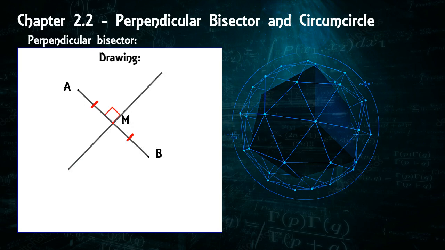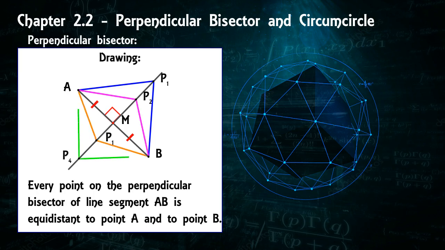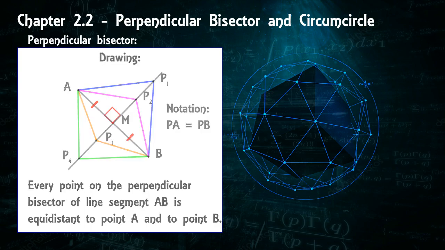Now, what does this have to do with the locus? Well, the perpendicular bisector is a special locus line, if you will. Because the perpendicular bisector is the locus of all points that are equidistant to A and B, meaning that every point I pick on the line is the same distance from A as from B. The notation for the perpendicular bisector is PA = PB, which literally means any point between A and B.